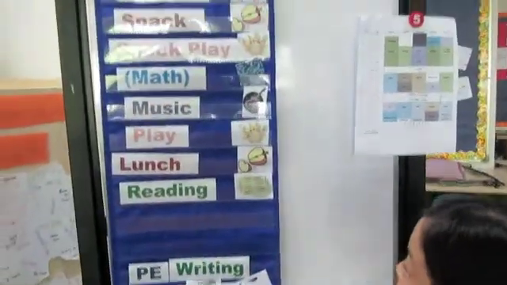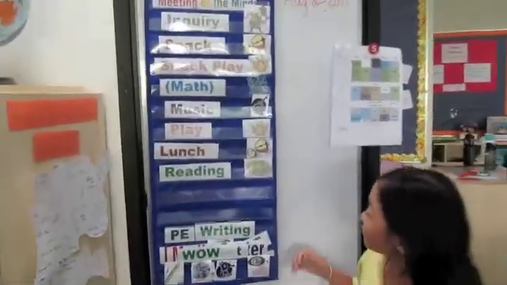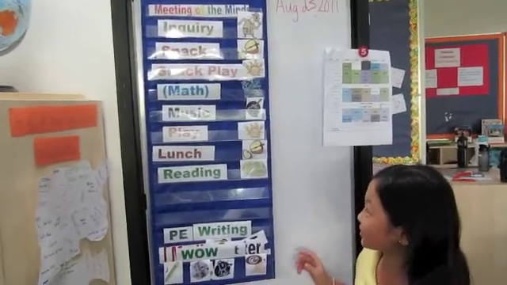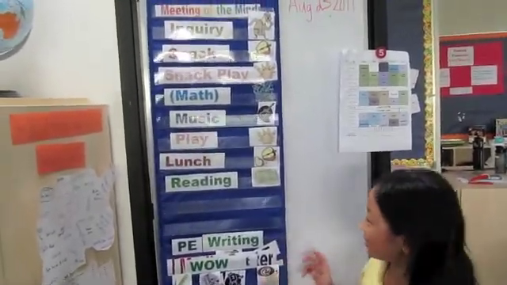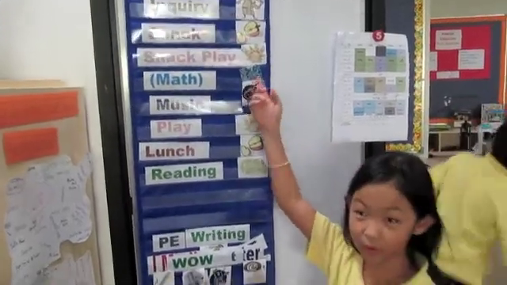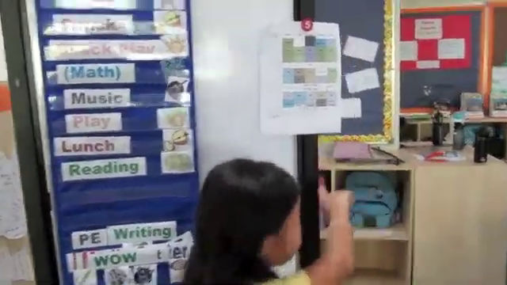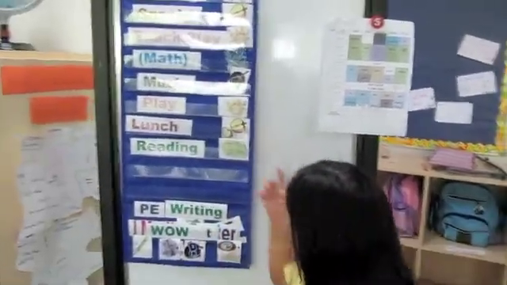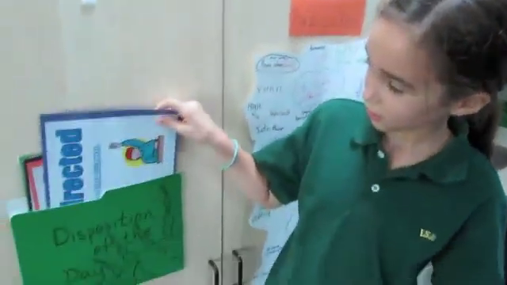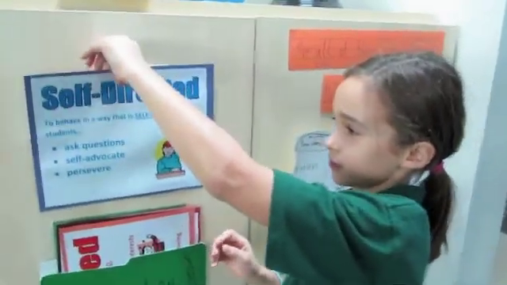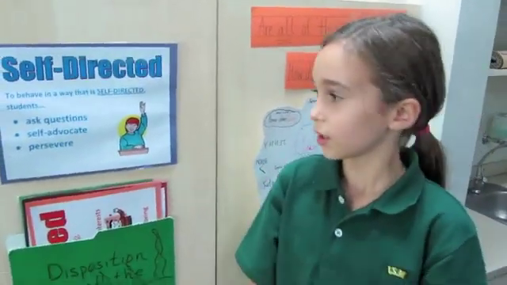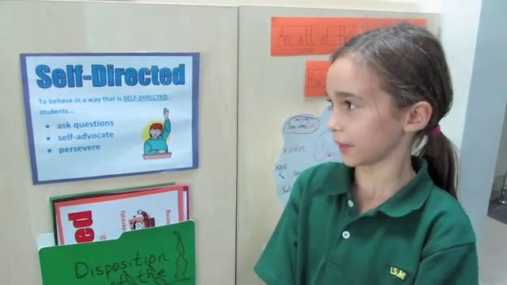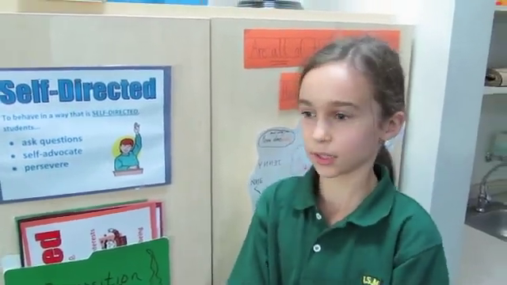This is our schedule. Every day we change it, and the pictures will help you know what you're doing. Math is for the blue chart over there, and the reading is in the green chart. This is our dispositions, and every morning we choose a different one, and when Miss Shortridge sees somebody doing it, then she gives them a token.